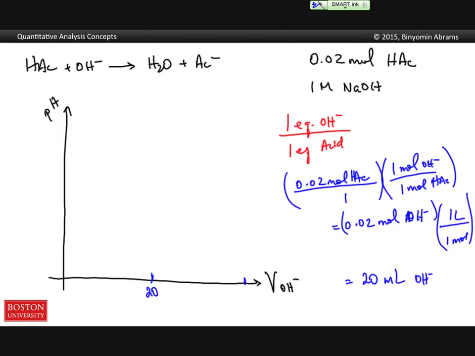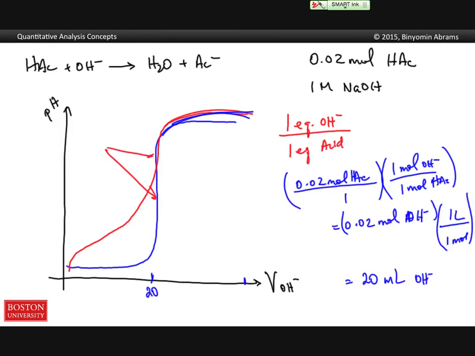Now if this were a strong acid, this would look something like this. And if it's a weak acid, as we've discussed in the past, we're looking for a titration curve that looks something like that. These two really should be overlapping up here. And this is the equivalence point, or the point at which we've added 1 mole of hydroxide for every mole of acid that we started with.